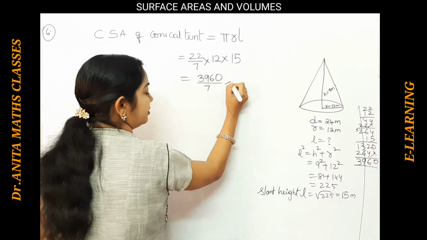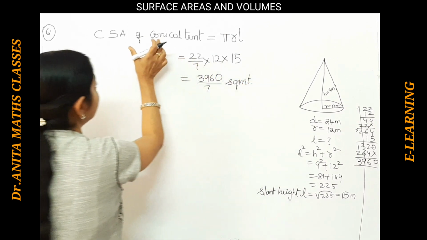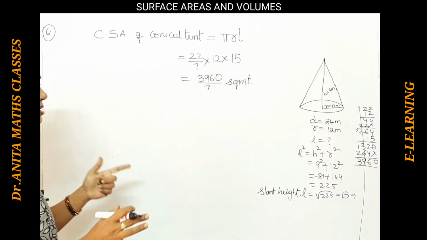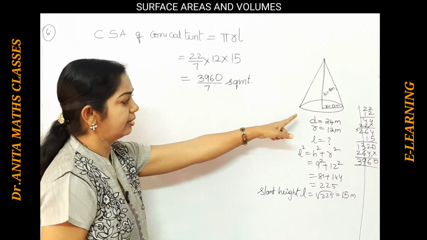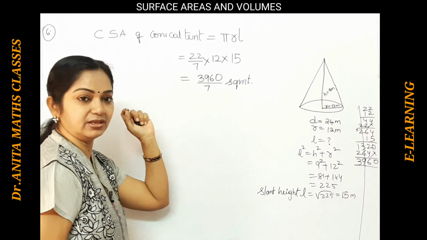Don't do the simplification here, because it is not asked about the surface area. It is asked the cost. So let us keep it as it is, because all are in meters. This is square meters: 3960 by 7 square meters.